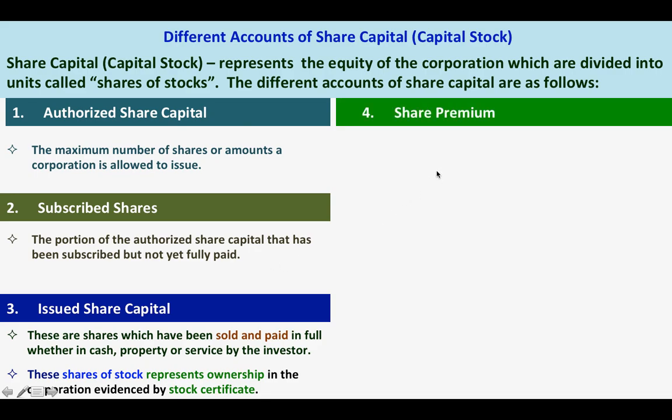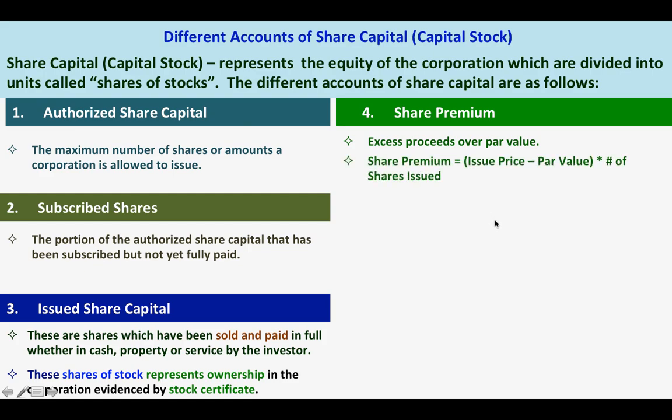Next is share premium. Share premium is the excess proceeds over par value. Meaning, if the stock has a par value, the share premium is calculated as the issue price, or the price at which you sold the stock, minus the par value. So for example, the par value is 100 and you sold it at 125. That is the amount of your share premium. So in this case, 25 times the number of shares issued would be your total share premium.